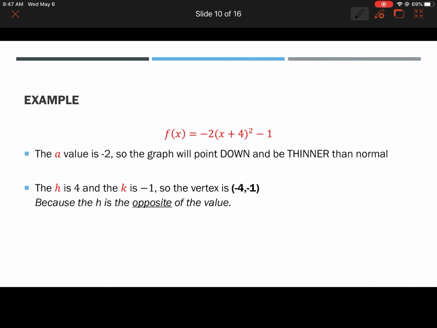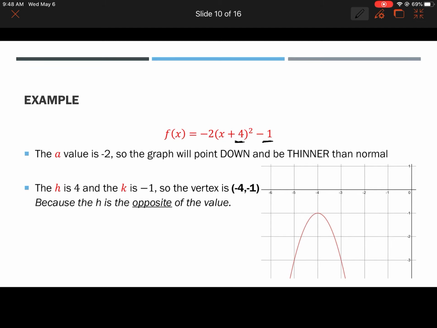So if our h is 4, that means the vertex is the opposite of that, so -4. So our vertex is actually going to be at -4, -1. If we graphed it, it would look like this. So notice we have our vertex at -4, -1. We know it points down because it's a -2 a value. And it's a little thinner than normal because it's a 2 and not a 1.